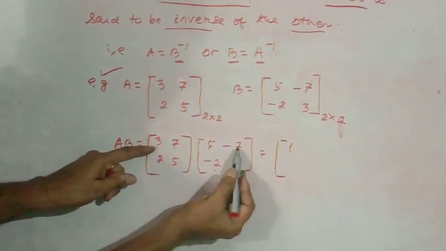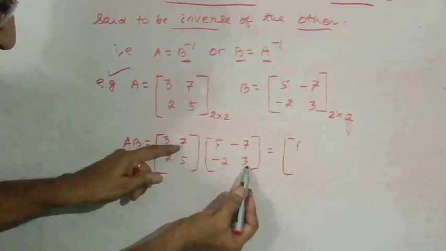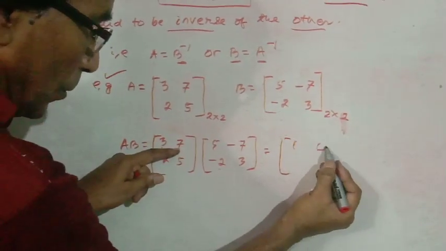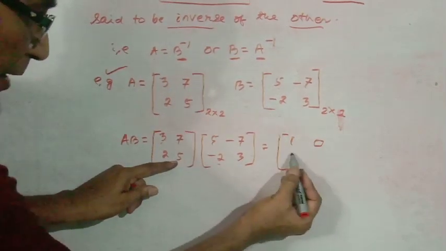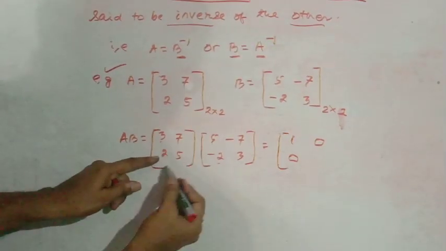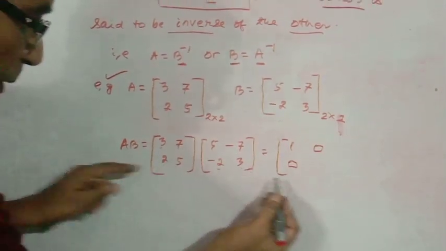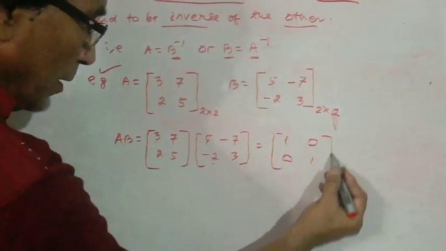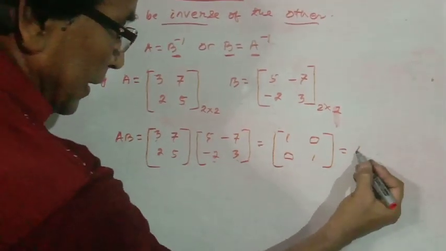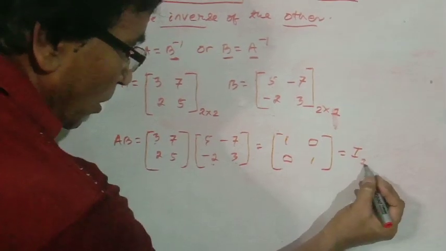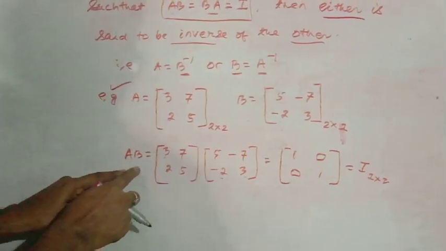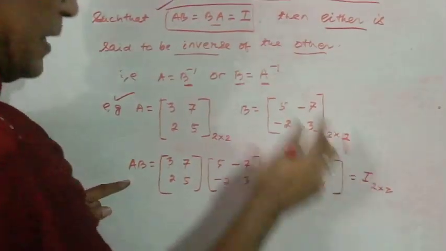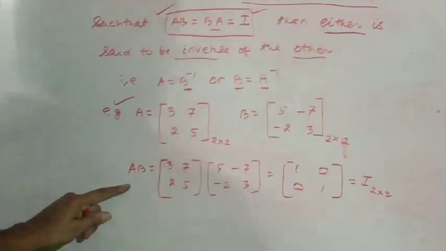Again, 3 into minus 7, minus 21 plus 21, it is 0. Again, 10 minus 10, it is also 0. Again, minus 14 plus 15, 1. So it is the identity matrix of order 2 cross 2. That means here we have obtained that the product AB is an identity matrix I.